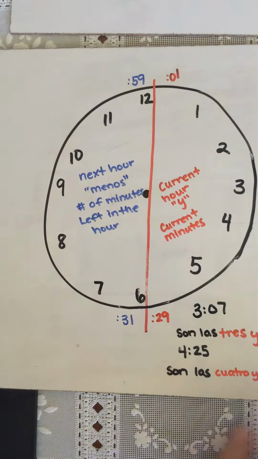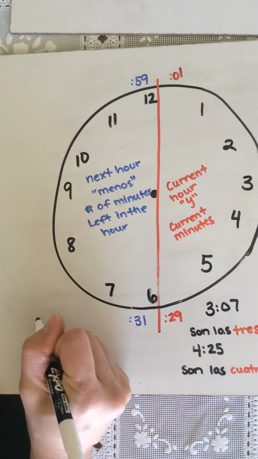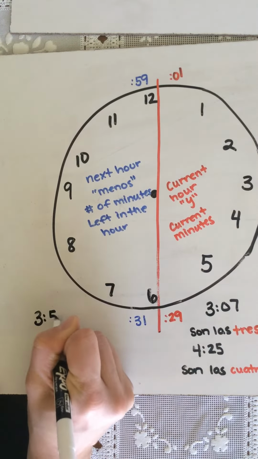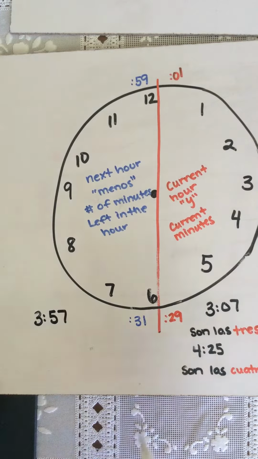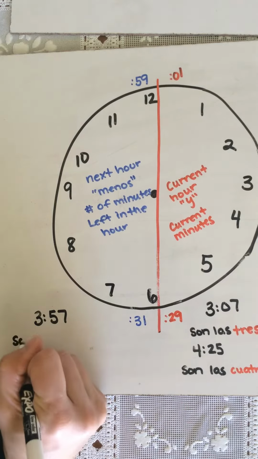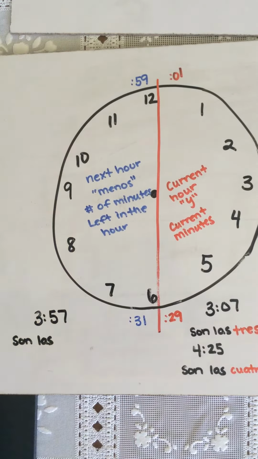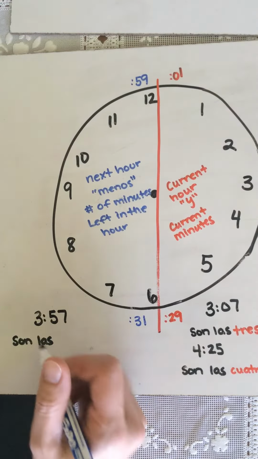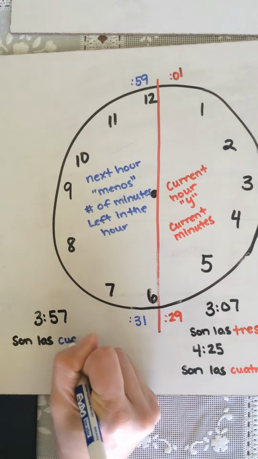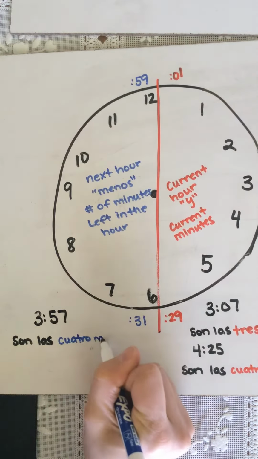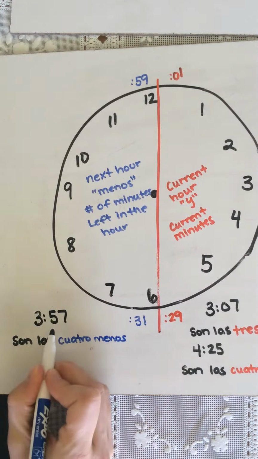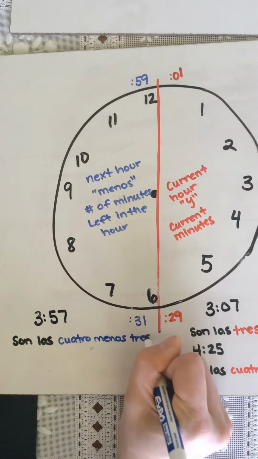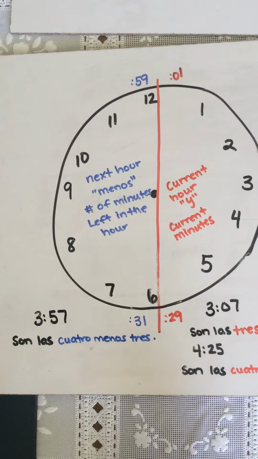Okay, so let's do another example. If I said it was 3:57, so now my minutes are over here. So I'm going to say son las, the next hour, I'm literally going to say it's 3 minutes till 4. So it's son las 4 menos, how many minutes are left in the hour? 3. Son las 4 menos 3. Literally it's 4 minus 3 minutes. 4 o'clock minus 3 minutes.